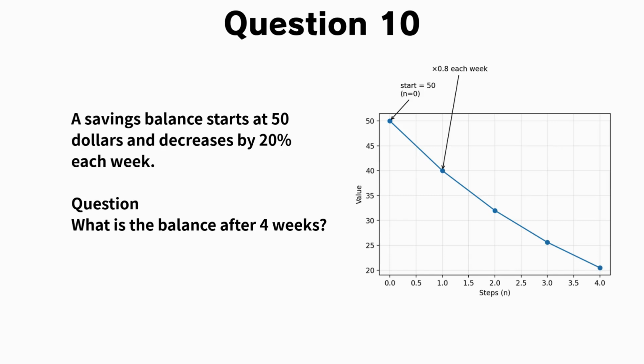Question 10. A savings balance starts at $50 and decreases by 20% each week. The question is, what is the balance after 4 weeks? Before calculating, pause and think. What is the starting value? What happens each week, and how many times does that change occur?